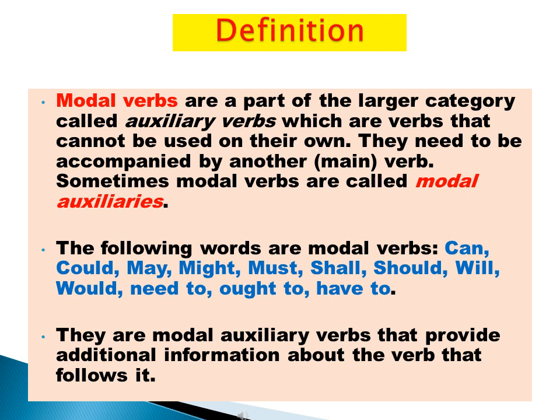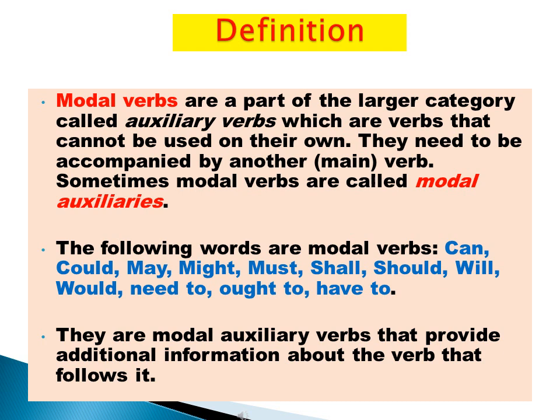So modal verbs are a part of the larger category called auxiliary verbs, which are verbs that cannot be used on their own. يعني هما كينتميو واحد المجموعات تسمى الأفعال المساعدة auxiliary verbs. هاد المودال verbs ما كيتستعملوش بوحدهم، دائما كيجيو قبل من الفعل الأساسي اللي كيكون في الجملة. They need to be accompanied by another main verb. يعني ضروري يكون معهم واحد الفعل مساعد. Sometimes modal verbs are called modal auxiliaries.